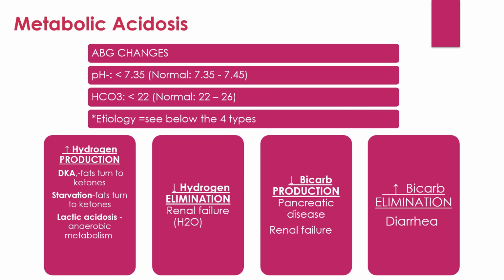Decreased hydrogen elimination, which would be renal failure and fluid overload. We have decreased bicarb production, which would be our pancreatic disease, and also renal failure causes this. Or we could have increased bicarb elimination, which would be diarrhea.